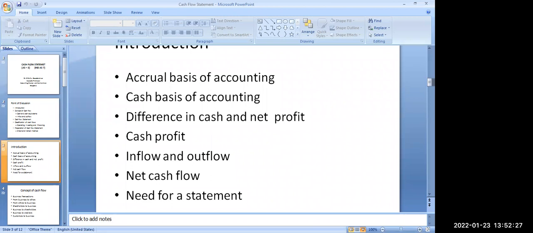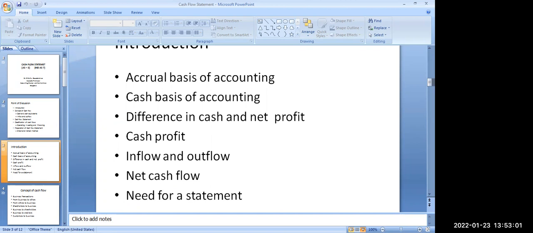Suppose in the opening I had 1 lakh rupees. In the closing I have 1,50,000 rupees. I can't simply say that I have generated 50,000 rupees cash in this particular year. You might have generated 50,000 or you might have generated more than that also, because receipts and payments were not recorded. So to understand the cash flow from the company and to the company, we need to prepare a separate statement. That statement is called the cash flow statement.